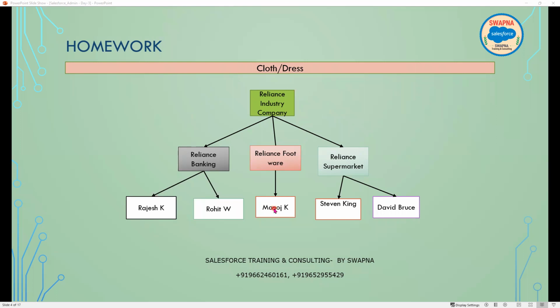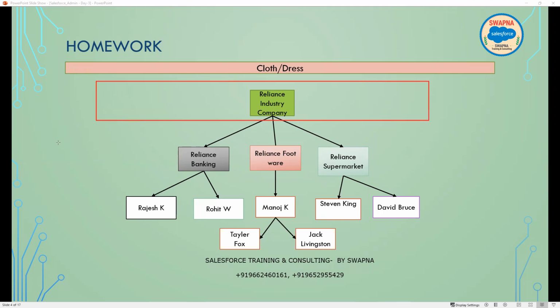This person has recruited 2 members, Taylor and Jack. Now they are the team members. Again they have to go to the store and buy the same concept, the same dressing code. Now here in this case, what we are going to do is, the first one is an account, and this is also an account. This is a parent account, and these are child accounts.